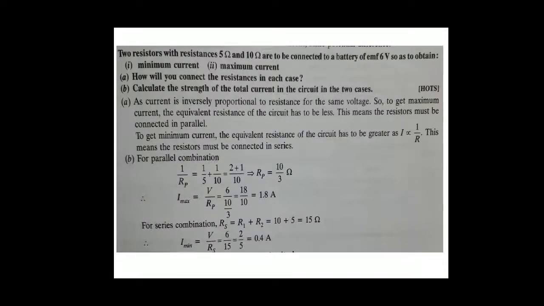EMF is actually different as compared to potential difference, but here we are considering EMF to mean potential difference, that is 6 volt, to obtain minimum current and maximum current. So how will you connect the resistances in each case? As current is inversely proportional to the resistance for the same voltage, to get maximum current, the equivalent resistance in the circuit has to be less.